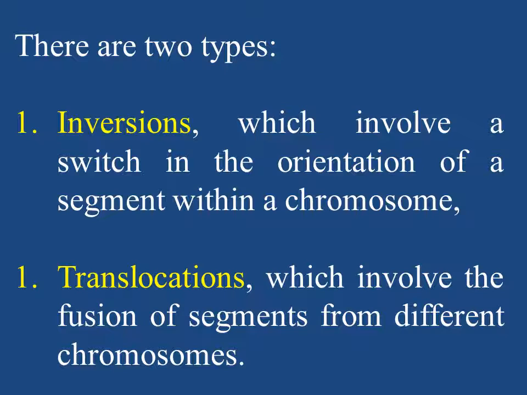And there is one more possibility where the segments of two different chromosomes may get interchanged, and such rearrangements are called translocations. So we'll see what is inversion and how it occurs, and what is translocation and what is the process involved in translocation, one by one.